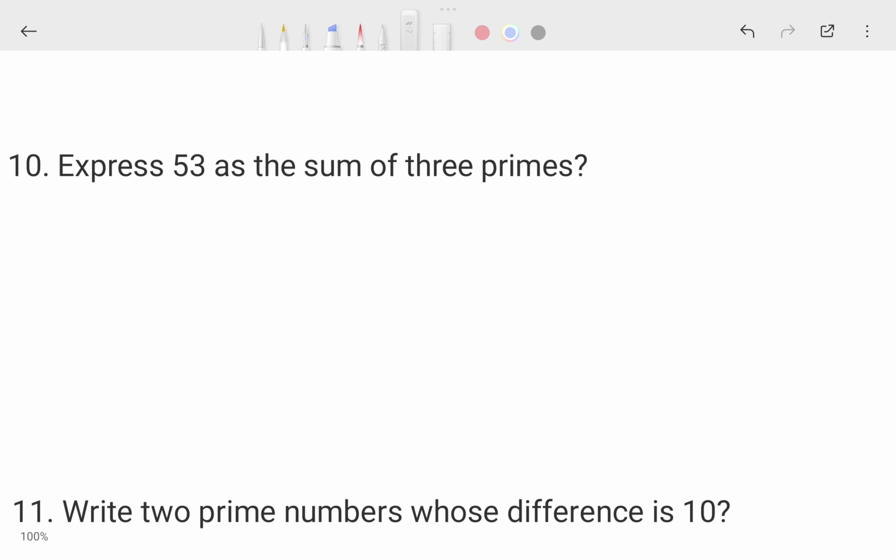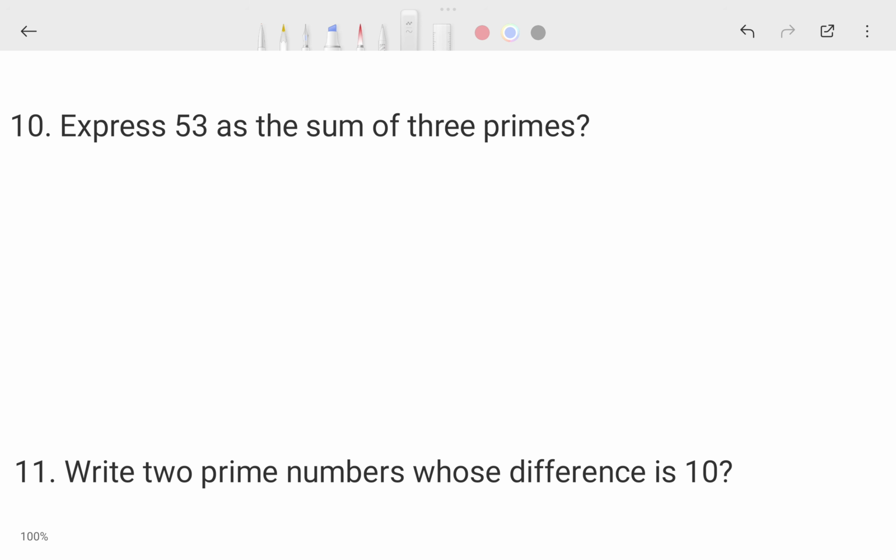Right. So let's talk about the 10th question: express 53 as a sum of 3 prime numbers. Okay, so what do we have to do? We have to write 3 prime numbers, and whenever you add these 3 prime numbers, our answer has to be 53.